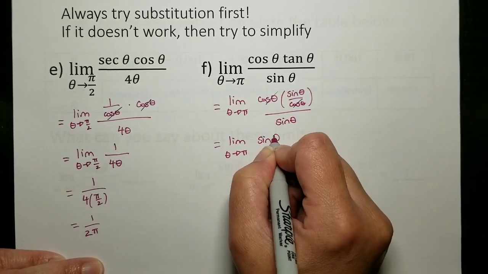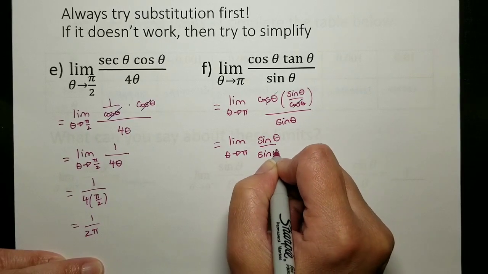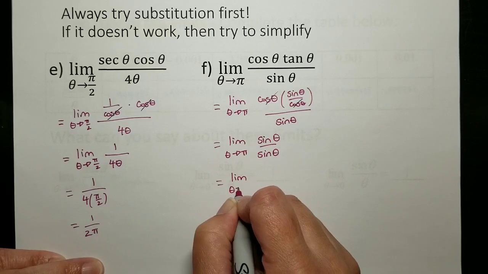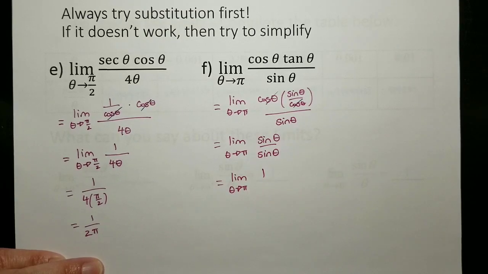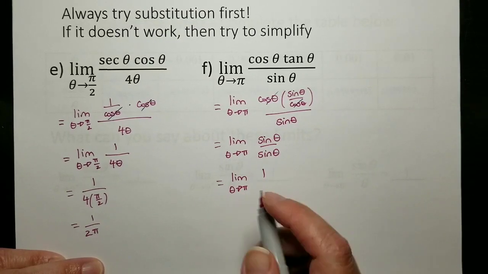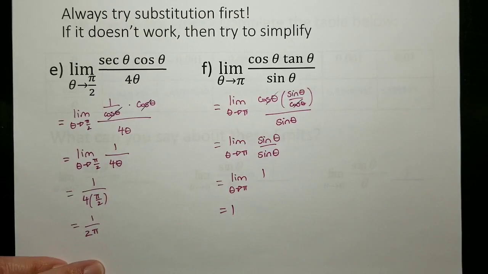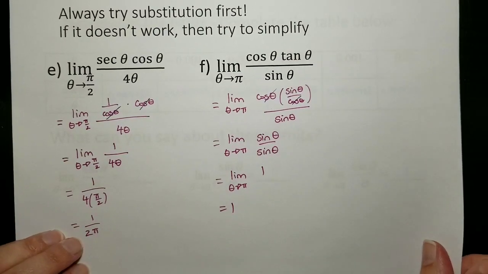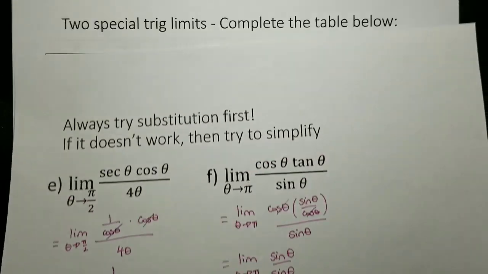Now we have sine theta over sine theta. So this is the limit, because that will reduce, as theta approaches pi of just 1. And remember what the limit of any constant is, just that constant. So we ended up getting rid of all of our trig stuff and all of our thetas altogether, and it just simplified to 1.